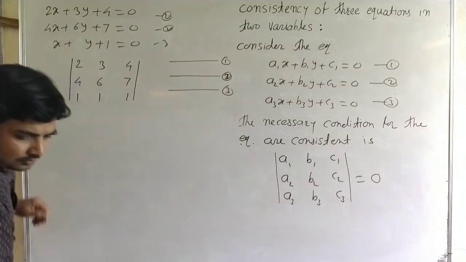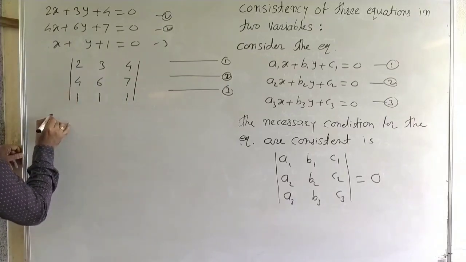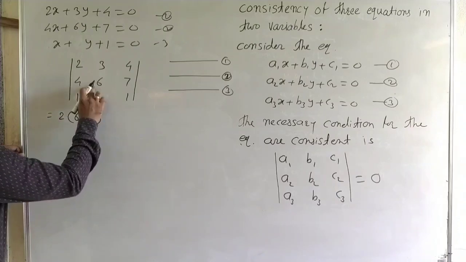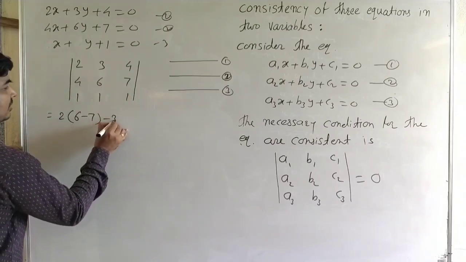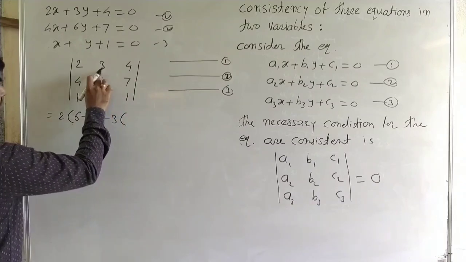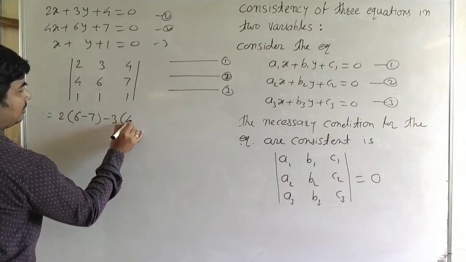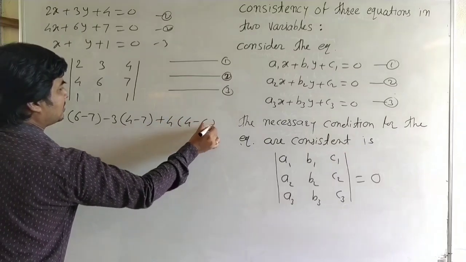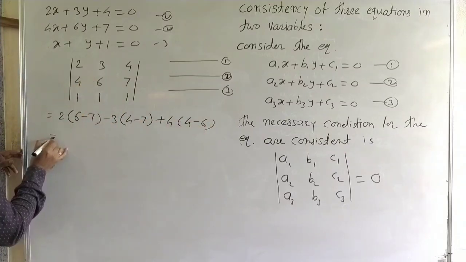Now here, then it is 2 into 6 minus 7, minus 3 into 4 minus 7, and plus 4 into 4 minus 6. It is 4 and minus 6, and then take the calculation.